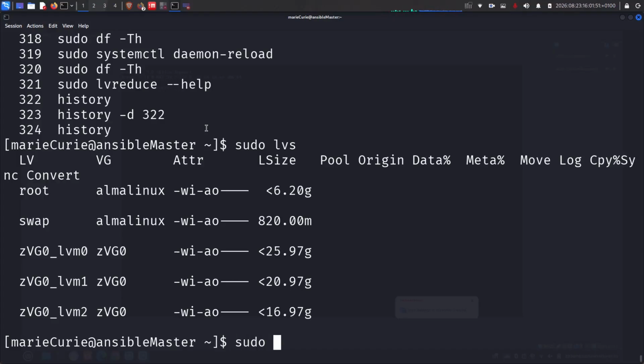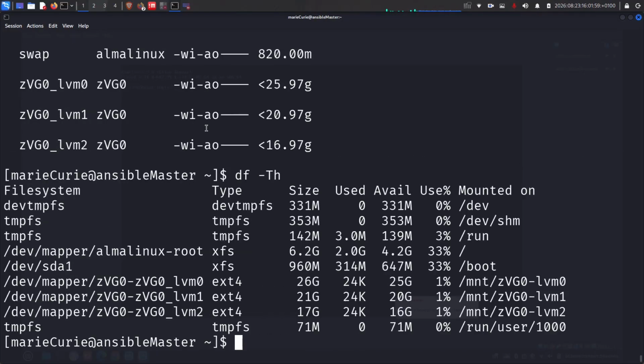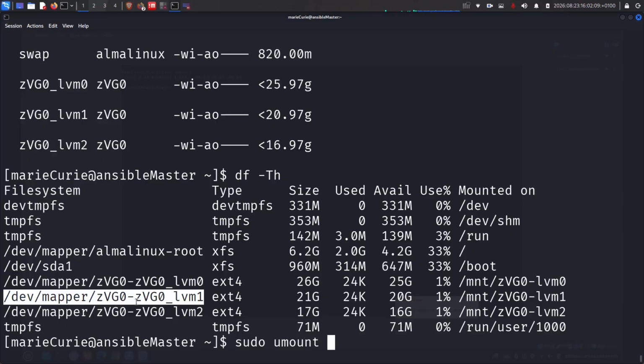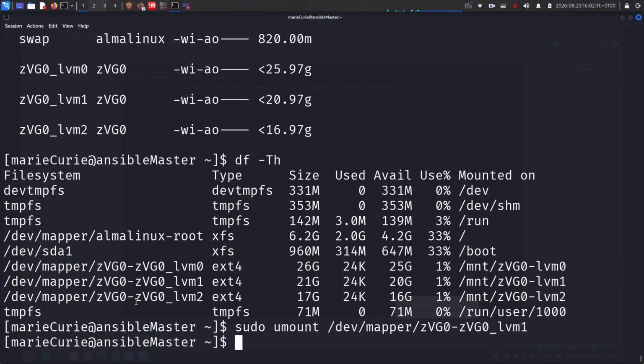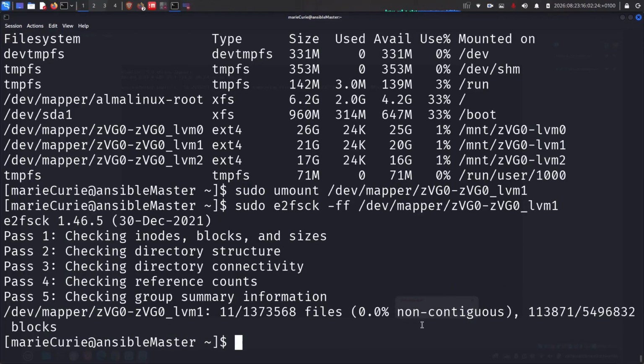Let me try sudo. Okay, let me unmount and we can try once again. Sudo, sorry, umount lvm1. I have unmounted. Now I am going to do the file system check. e2fsck -ff and the LVM. Okay, now there is no information. Okay, there are no errors.